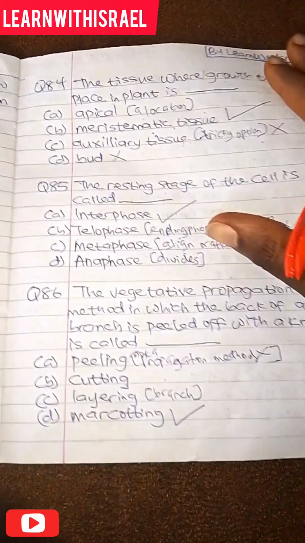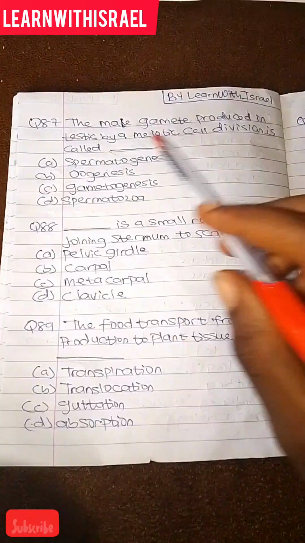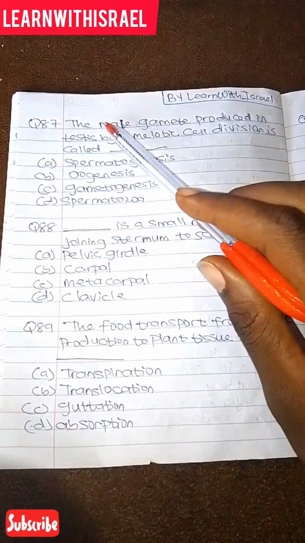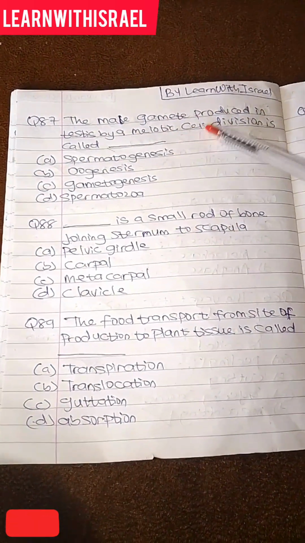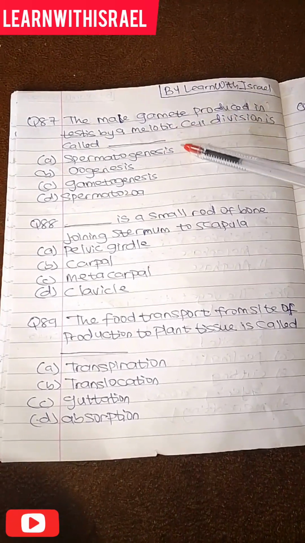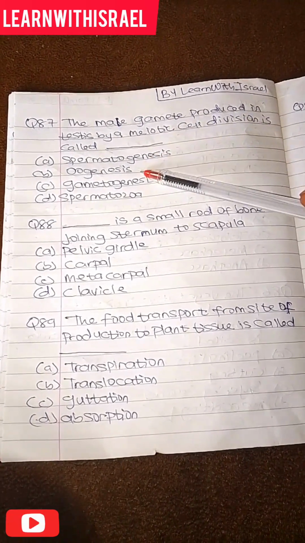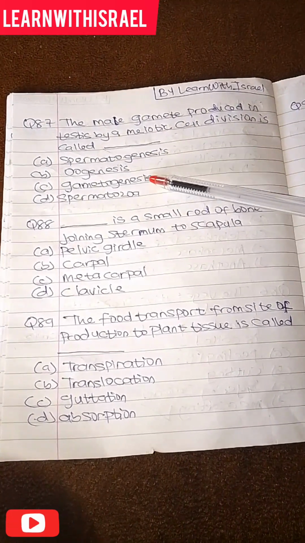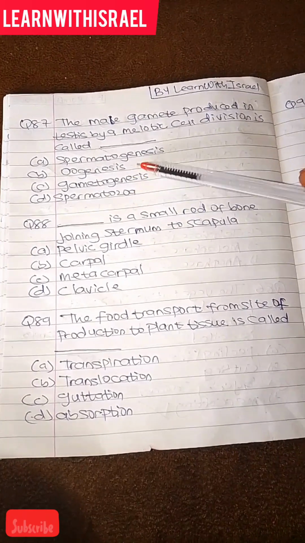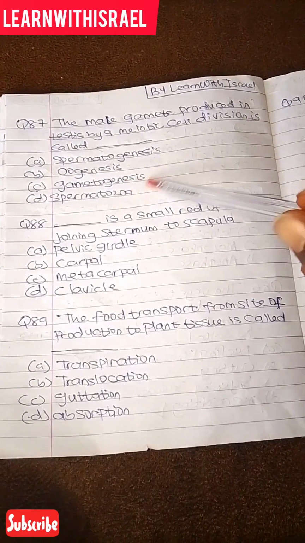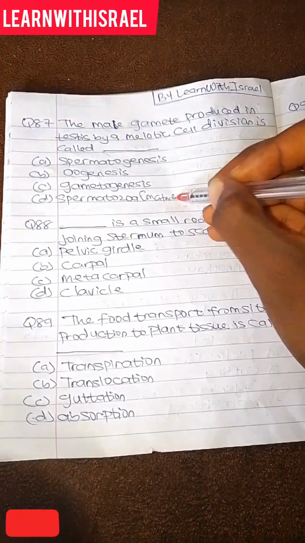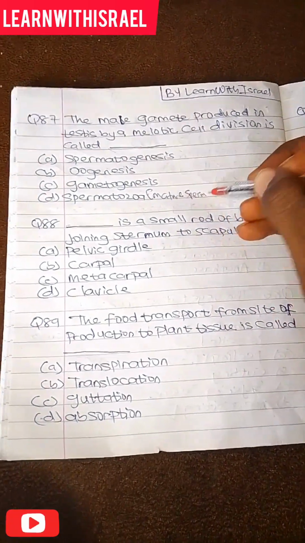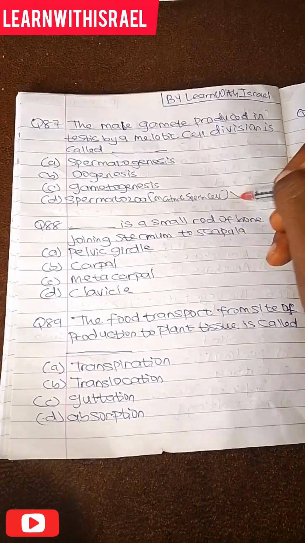So guys, let's continue. Question 87. The male gamete produced in testes by meiotic cell division is called dash. A. Spermatogenesis. B. Oogenesis. C. Gametogenesis. D. Spermatozoa. So let's start from spermatozoa. Spermatozoa is a mature sperm cell. So spermatozoa is wrong.